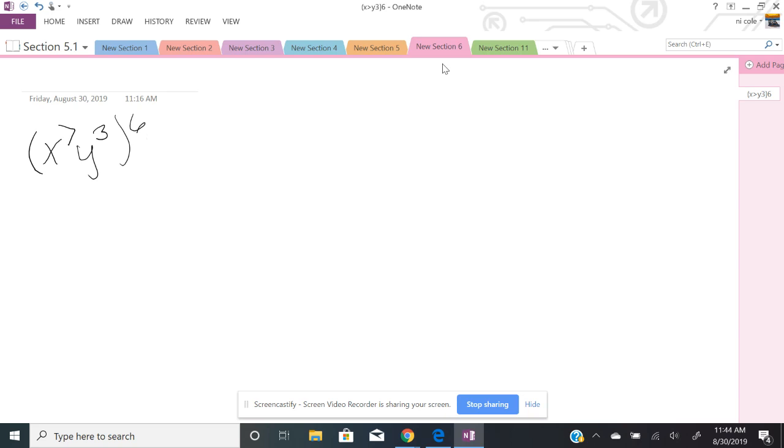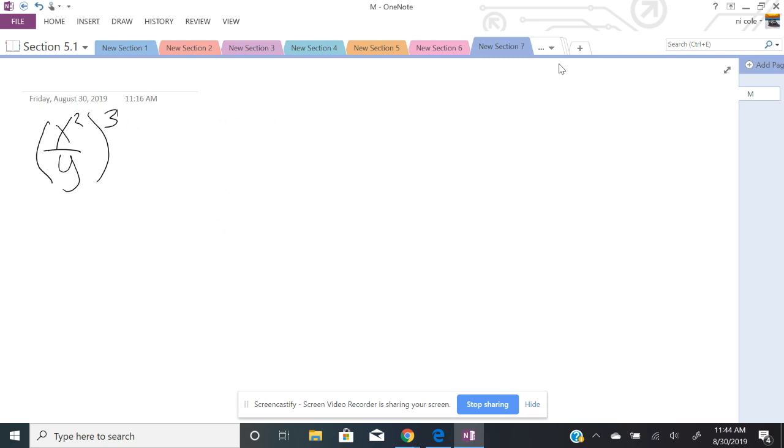So here's an example of using our power to a power rule. I'm going to write x to the 7 times 6 and y to the 3rd times 6. I guarantee you I'm not going to write that 6 times. That's just crazy. My hand would get tired. So 7 times 6 is 42, and 3 times 6 is 18. So you would have x to the 42nd, y to the 18th.